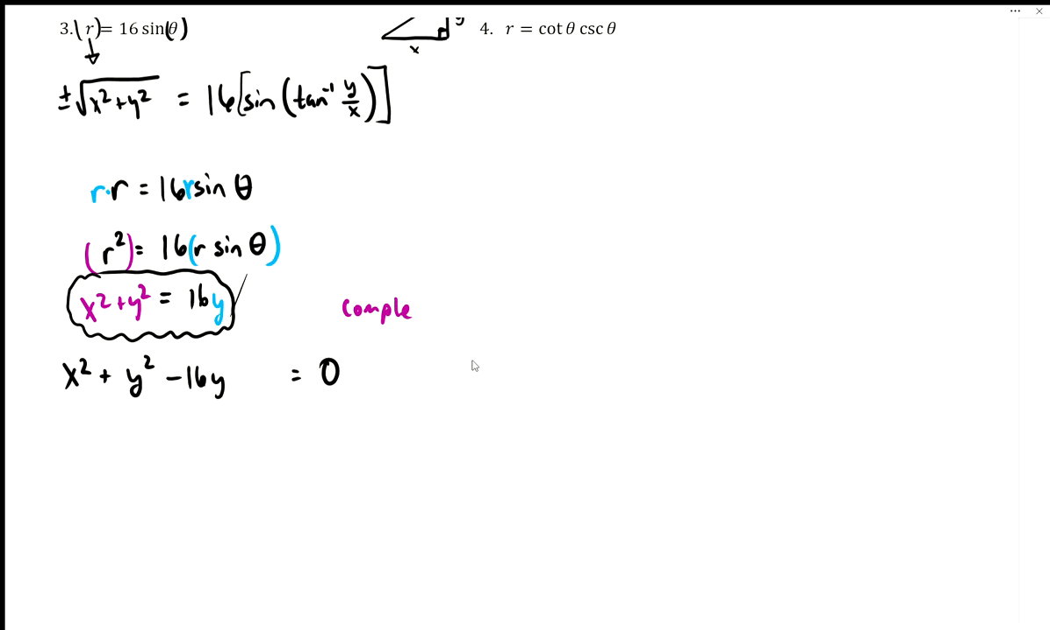Okay, so to complete the square, take this value that's attached to the linear variable and divide it by 2. So we get -8. Afterwards, we square it, which gives us 64. Now that 64 should get added to both sides.